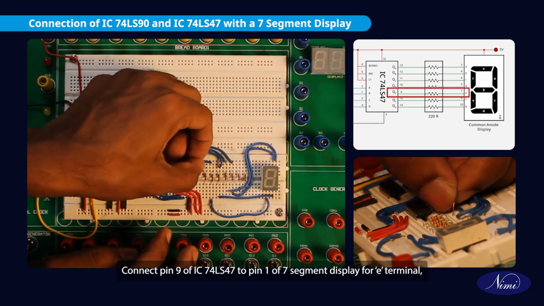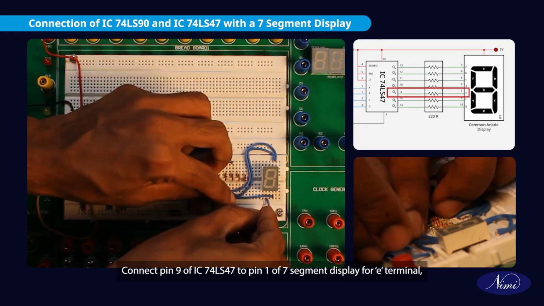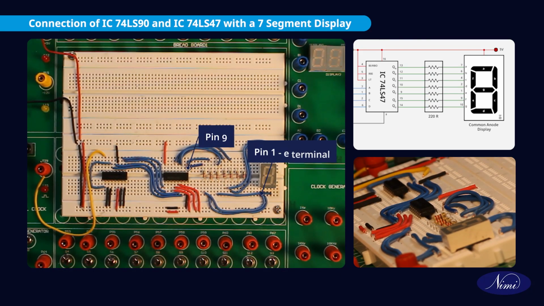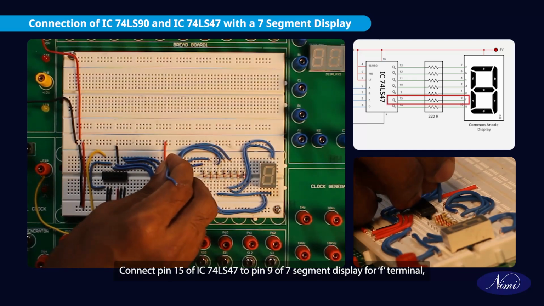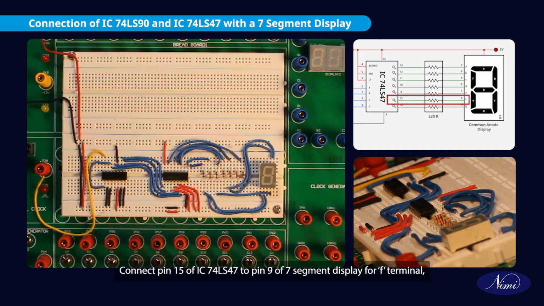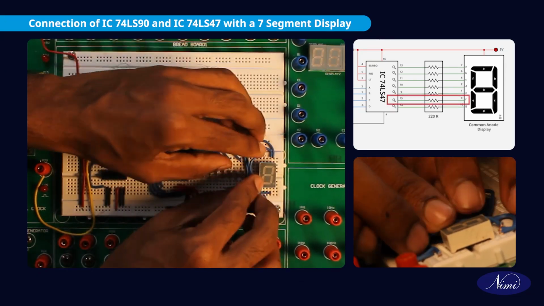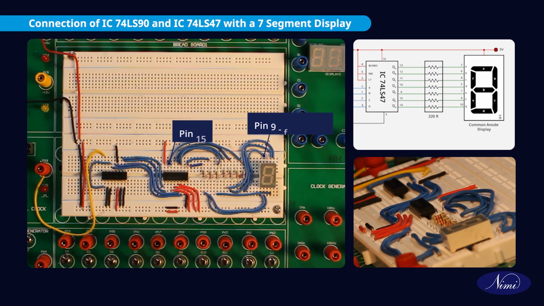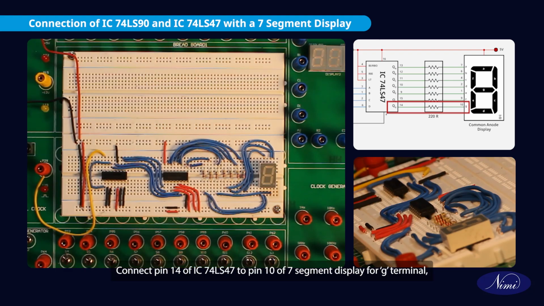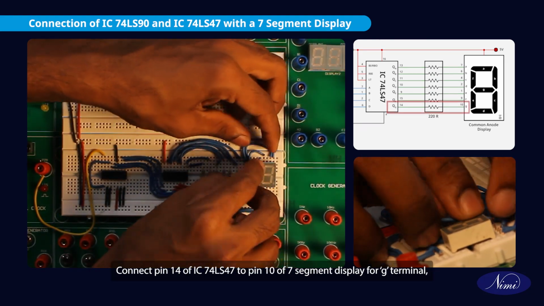Connect pin 9 of IC74LS47 to pin 1 of 7-segment display for E terminal. Connect pin 15 of IC74LS47 to pin 9 of 7-segment display for F terminal. Connect pin 14 of IC74LS47 to pin 10 of 7-segment display for G terminal.